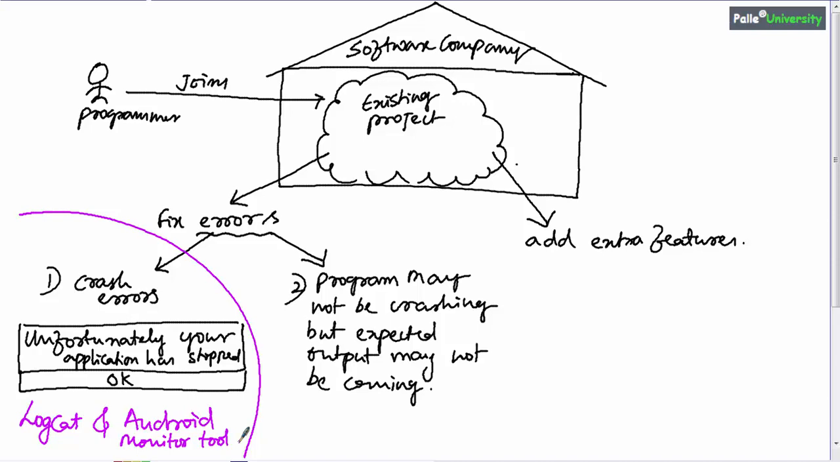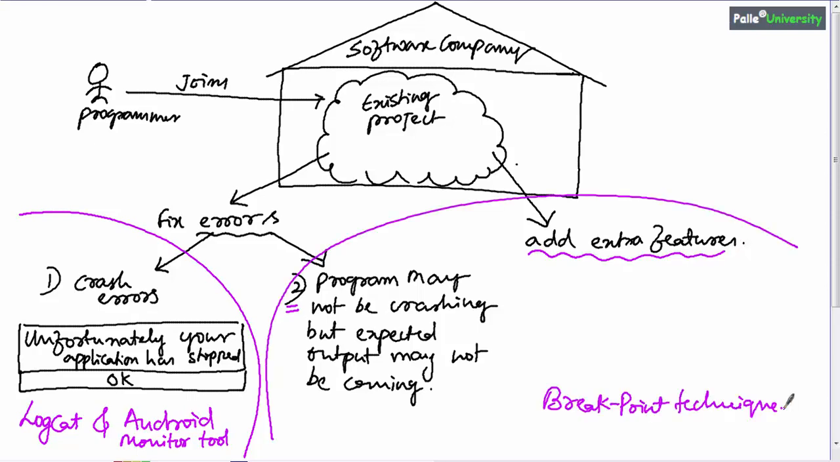Whereas, in order to fix the second type of error, or if you want to add an extra feature to the current project, in that case, we have to follow the second debugging technique, that is the breakpoint technique. Because let us say if your program is not crashing and functionality is not working as expected, or if you want to add an extra feature to your current project, first you have to analyze the existing code properly. In order to analyze existing code properly, we should use the breakpoint technique.